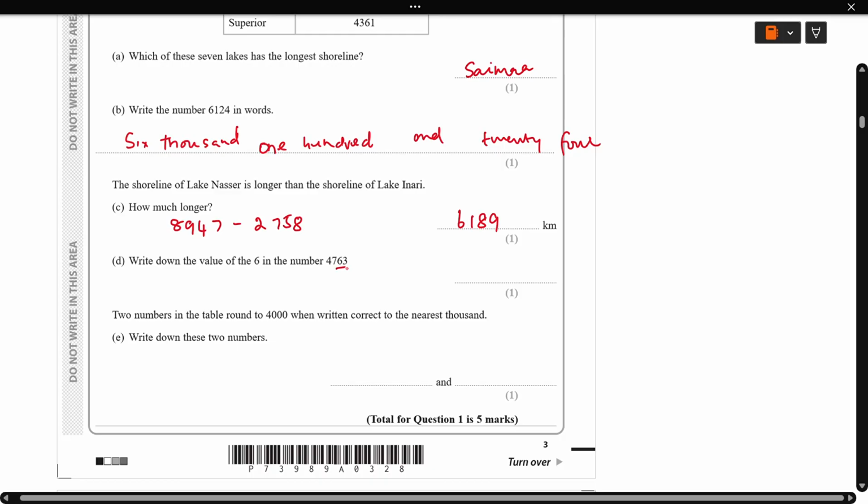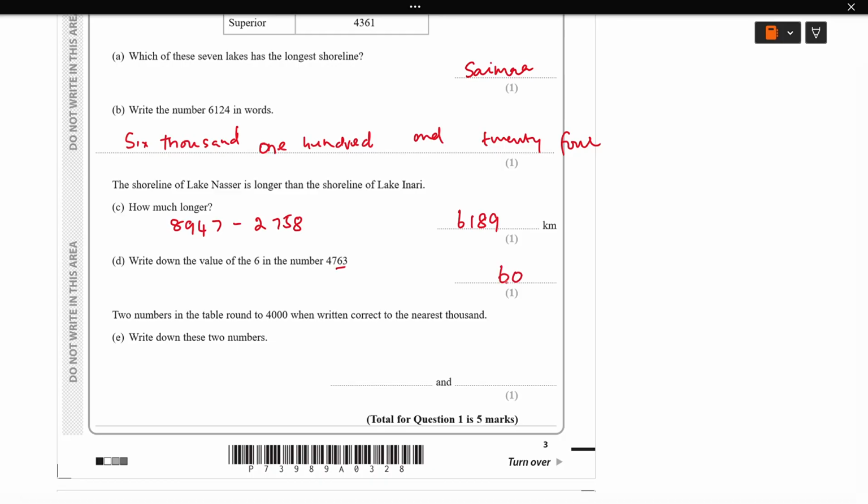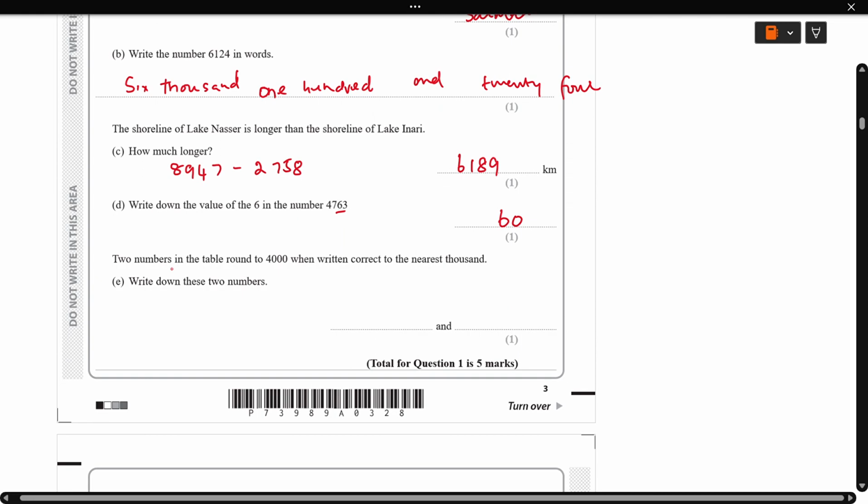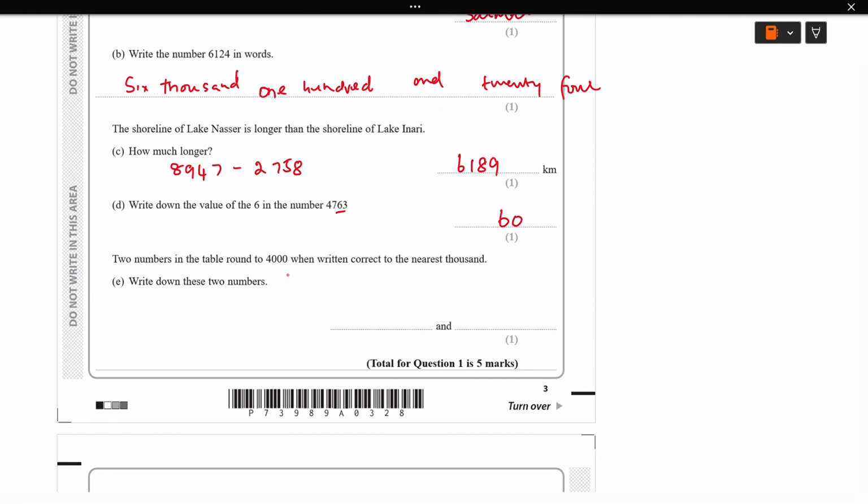Okay, next, write down the value of the 6 in the number. 6 is in the tens, so it's going to be 60. Next, a number in the table is around 4000 when written correct to the nearest thousand.